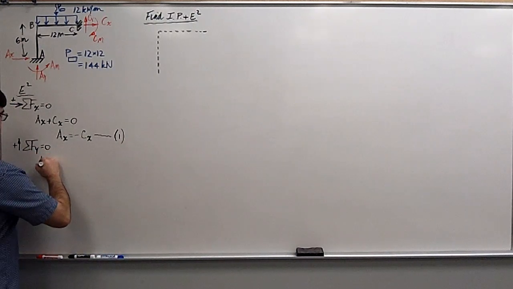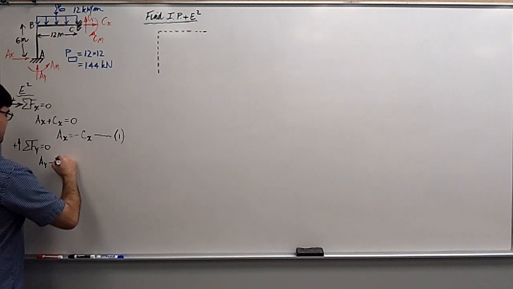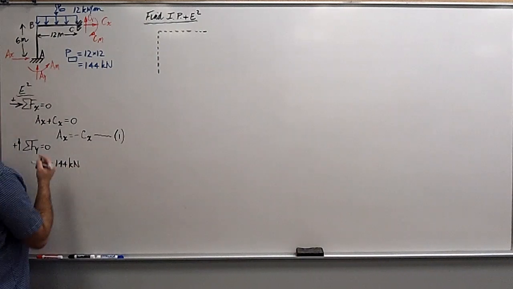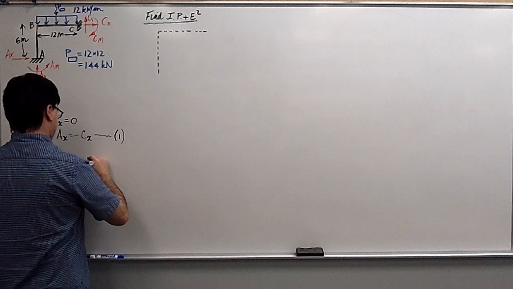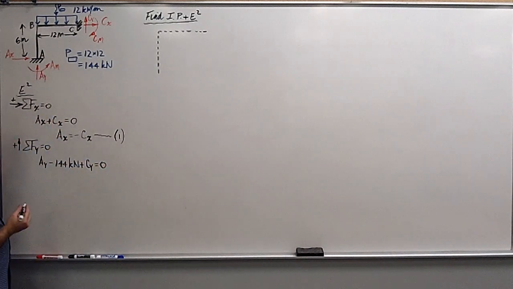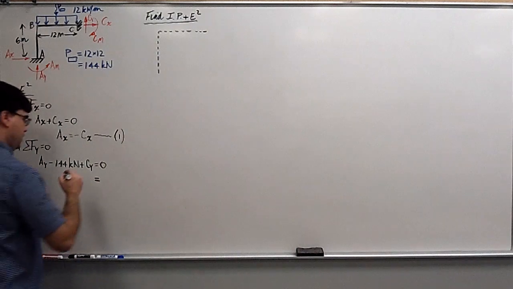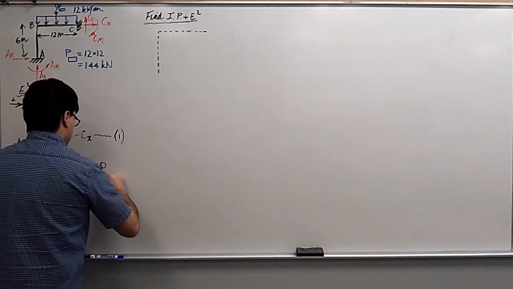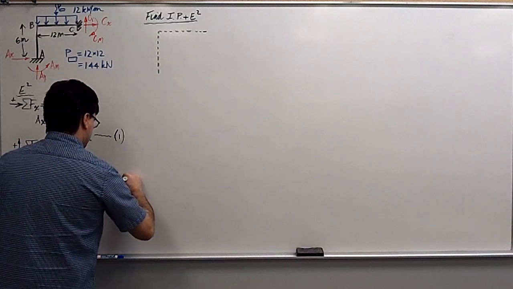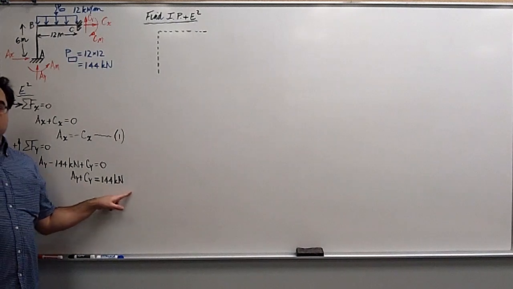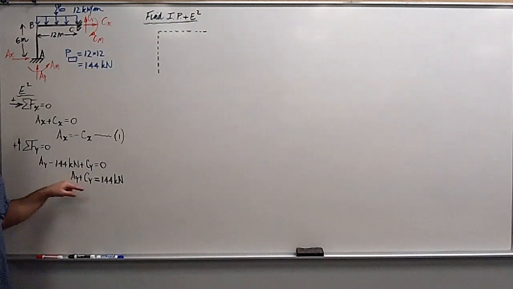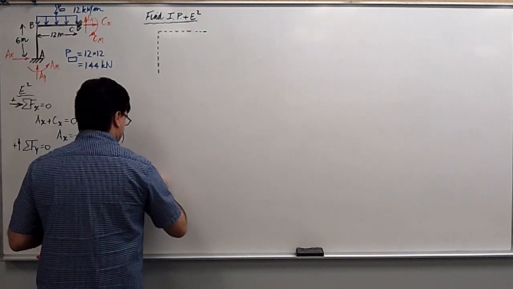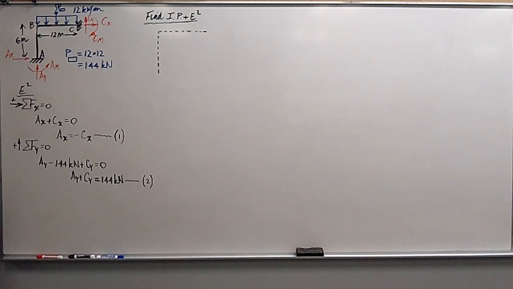So we get AY minus 144 plus CY, all of this equals 0. So if we make this look a little nicer, we get AY plus CY is equal to 144 kilonewtons. Again, not much else that I can do with this equation, especially given that none of these unknowns are matched in equation 1. I take it, I park it, and I call it equation 2, maybe to be used later.